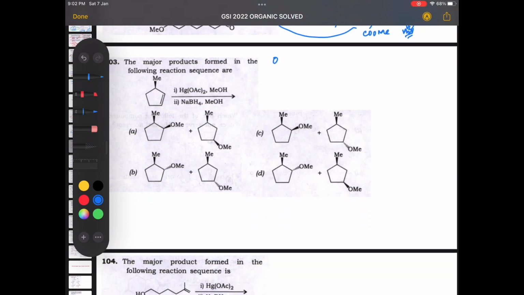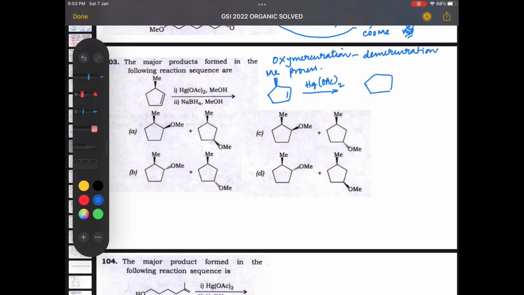Here we have been given an oxymercuration-demercuration reagent. So Hg(OAc)2 in MeOH forms the cyclic mercurinium ion bridge first at the C=C double bond. Here the methyl has been given on the upper side, so we will first make the bridge on the below side, from the hash side. So we have drawn it with the hashed bond.